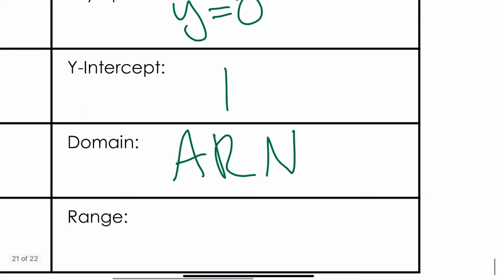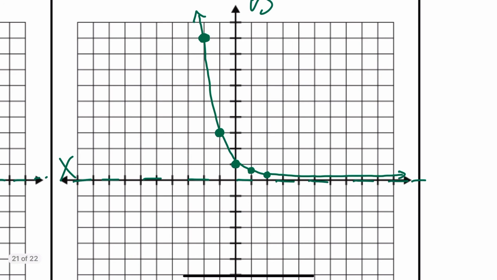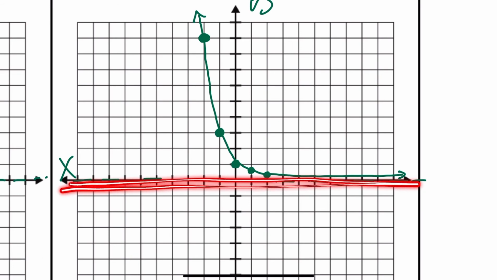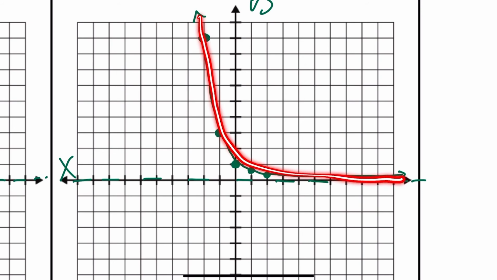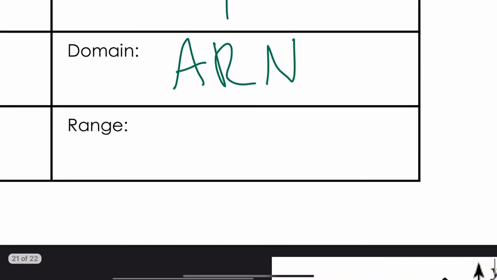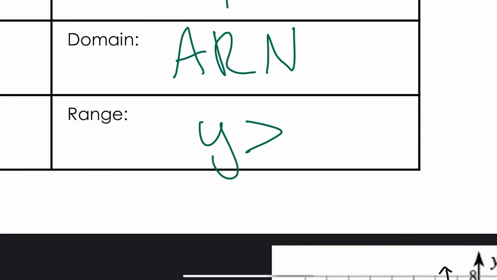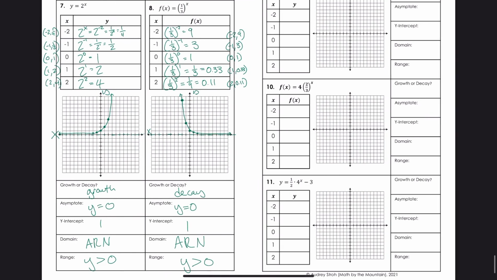Now we just need to find our range. So let's look at this. Our range stops here at our asymptote. So we know we're going to be there. And then this is on the top half of our graph. It's still in the positives, even though we decayed. We're still in the positive half of the graph, not on the negative part. So we are going to have y is greater than 0 for our range. And that is numbers 7 and 8.